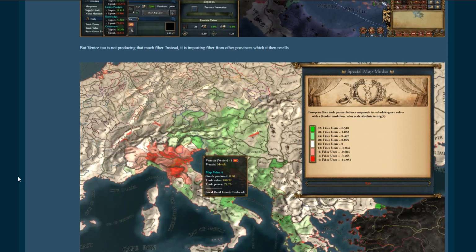And we've got this lovely little map mode. So, looking at the details here, if it's white, it's not importing or exporting. So all of this up here, Venice doesn't care about specifically fiber. If it's red, it is exporting. So you can see here that Florence, very, very red, it's exporting quite a lot there. If it's green, it is importing quite a lot. So, you know, Friuli, Capitanata, Constantinople, Beograd, etc. All of these green ones, it's importing fiber from there, then reselling it onto Florence at a profit. Cool.